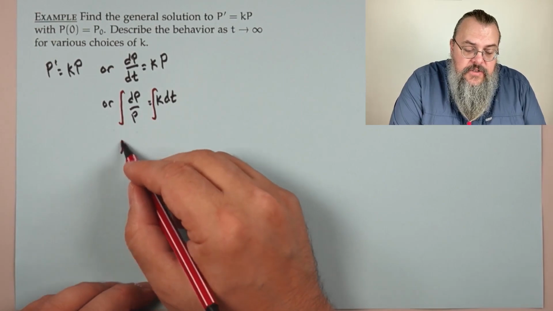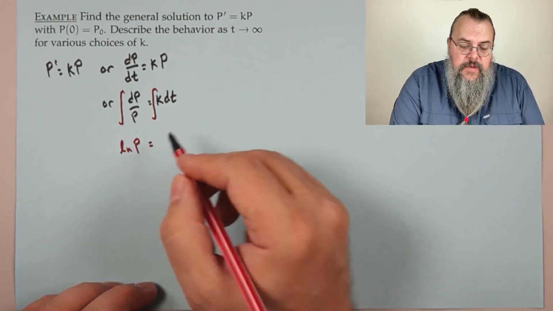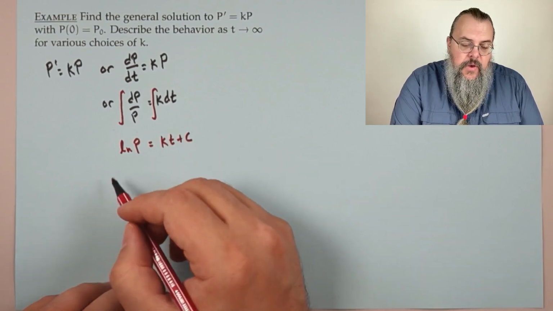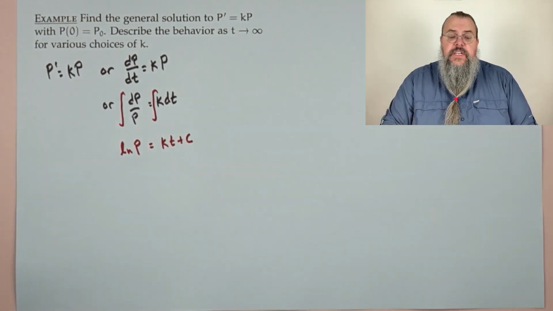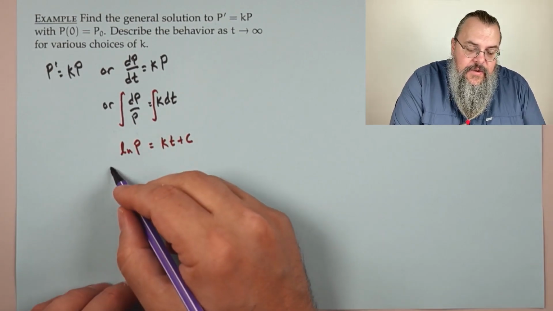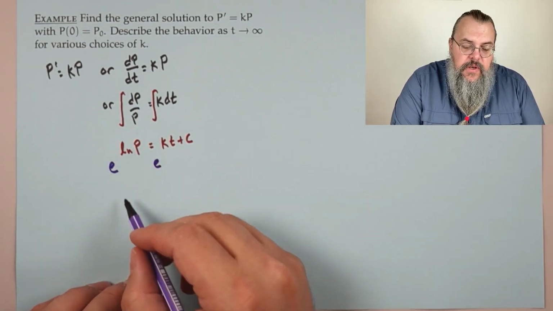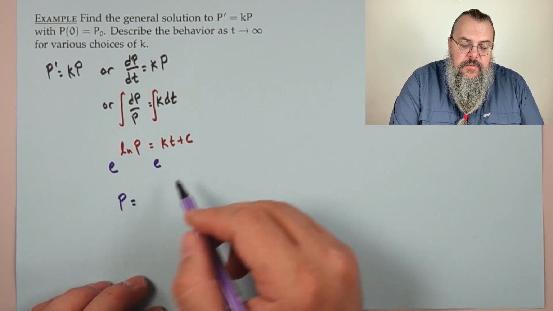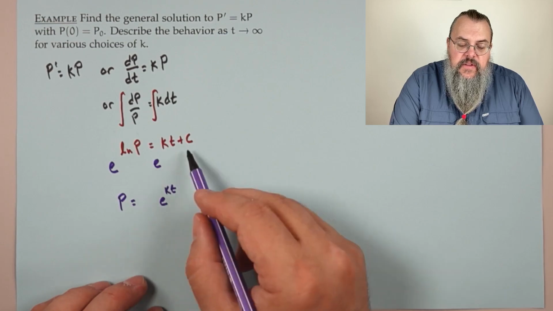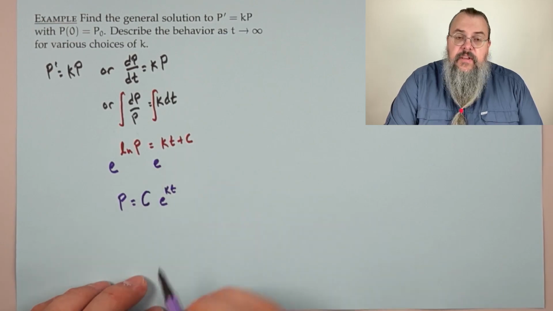And we get natural log of p is equal to k times t plus c. We can use the exponential function to get rid of the natural log. And if we do that, what do we get? Well, we get that p is equal to e to the kt, and then the e to the c becomes another constant, so I'll write that as c.